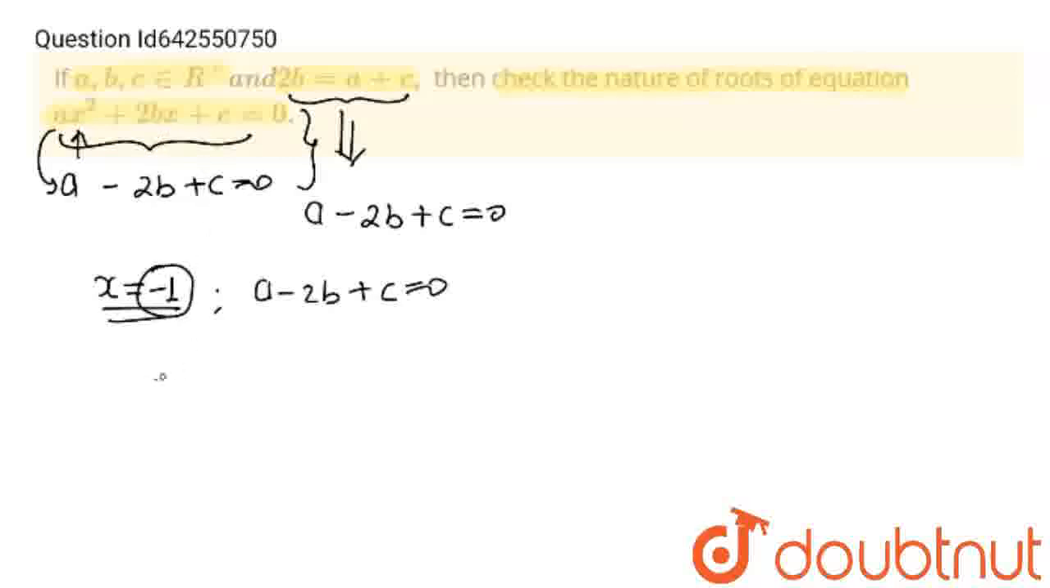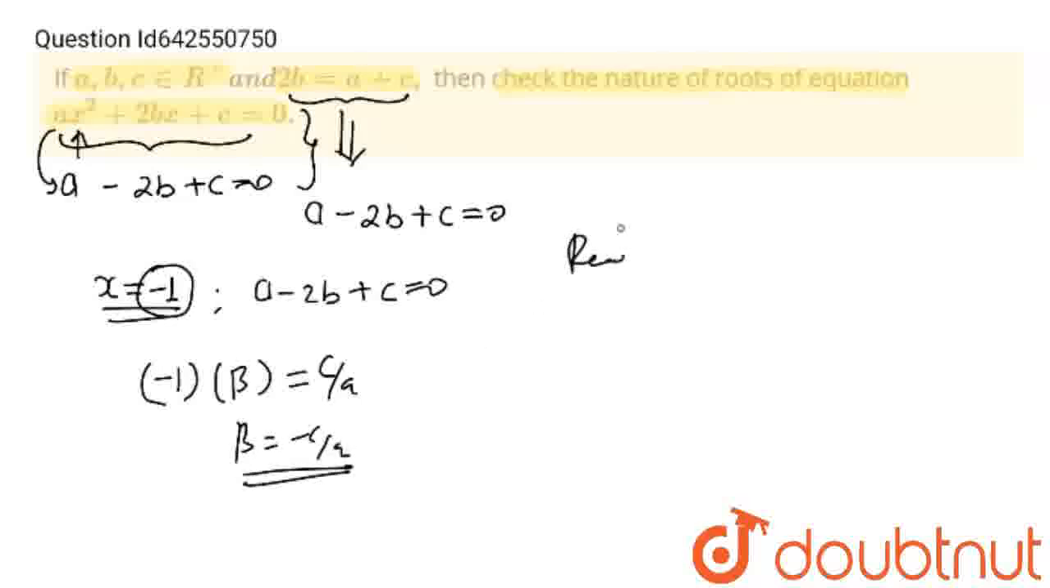So if one root is minus 1 and the other root is beta, which is unknown, then the product of roots is c upon a. So beta will be equal to minus c upon a. It means that its roots are real.